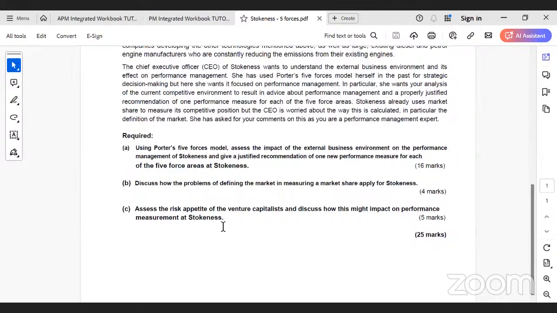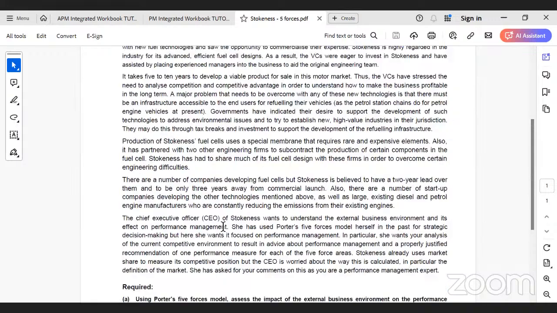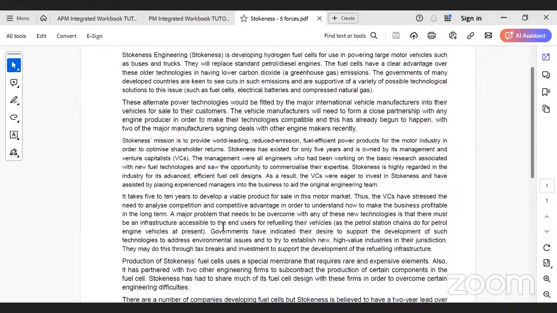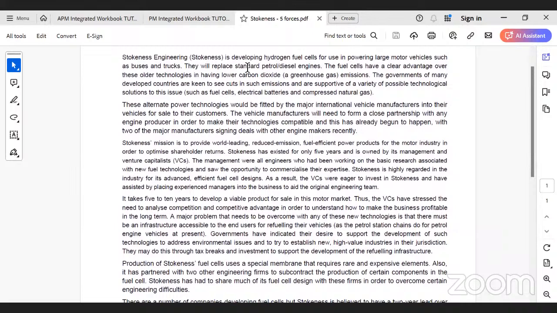Number 3, assess the risk appetite of the venture capitalist and discuss how this might impact on performance measurement at Stokeness. Right now, first quickly go through this scenario. Read through the scenario.